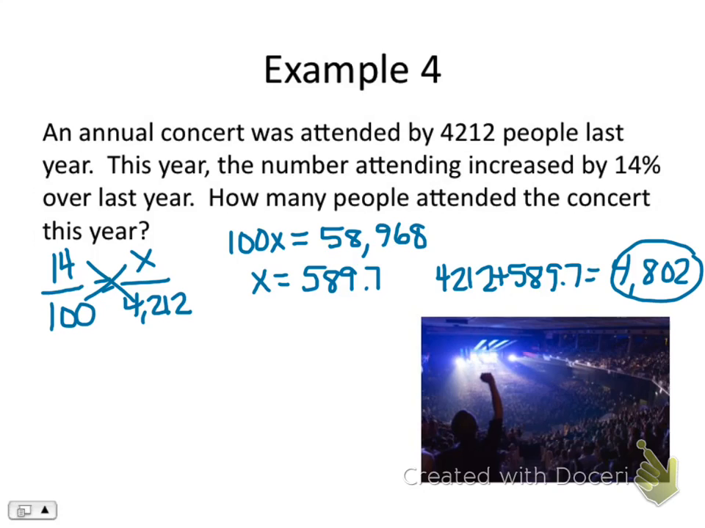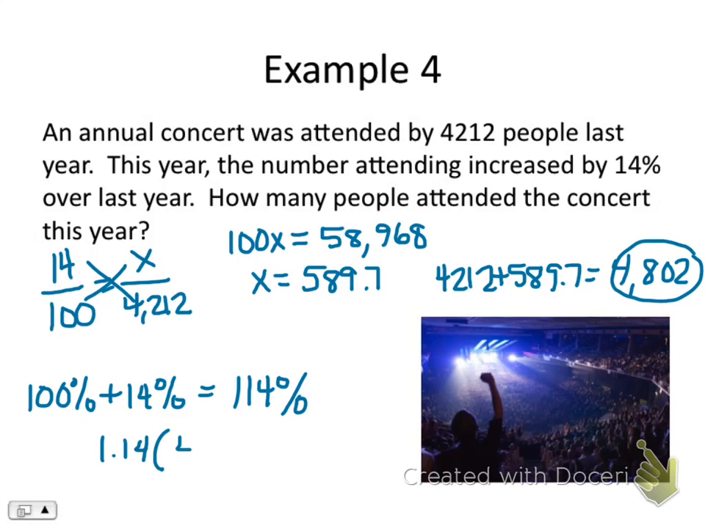Again, I can also use the concept of percentages. Percent increases are over 100%. So if I have 100% plus 14%, I will have 114% of what I had last year. In this case, change it to a decimal, times it by what you had last year, and you get 4,802. Same answer, two different ways to go about it, using proportional thinking and the concept of percents over or under 100.